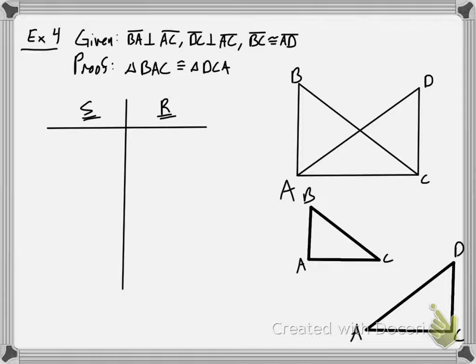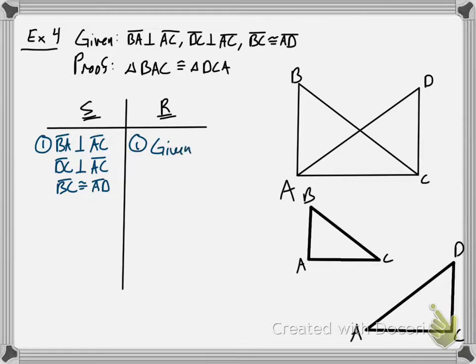Okay, so once we have those triangles separated, we'll go through our proof process. We'll start out by labeling the given. Side BA is perpendicular to AC. Side DC is also perpendicular to AC. And BC is congruent to AD. So the only statement that we can add in our picture here is the congruency. BC and AD both receive one tick mark there.